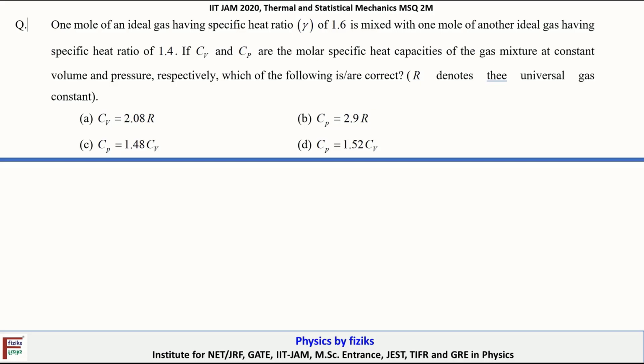Let's take a look at the next problem. The statement is: 1 mole of an ideal gas having specific heat ratio, that is gamma, of 1.6 is mixed with 1 mole of another ideal gas having specific heat ratio of 1.4. If Cv and Cp are the molar specific heat capacities of the gas mixture at constant volume and pressure respectively, which of the following is correct? Here R denotes the gas constant.